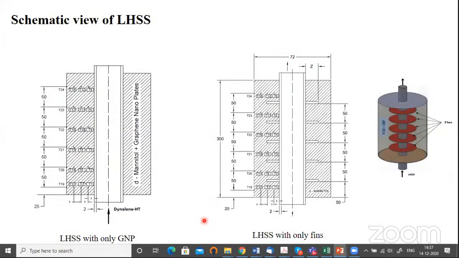Now, this is the schematic of the latent heat thermal energy storage system. You can see the first system shows the annulus with the phase change material in it, and the second system shows the annulus with certain fins over it, and this is the geometry you can see. And of course, this phase change material will be either bare phase change material, or a mixture of phase change material and graphene nanoplatelets.